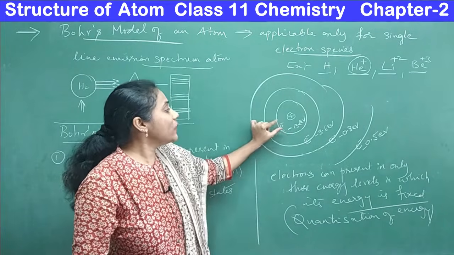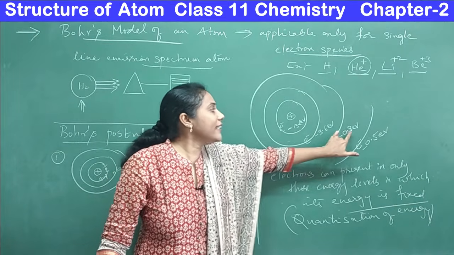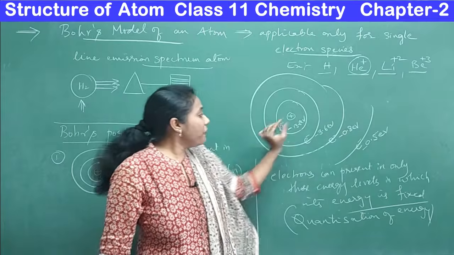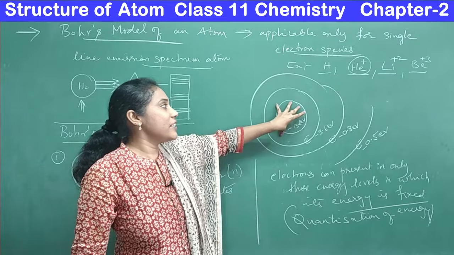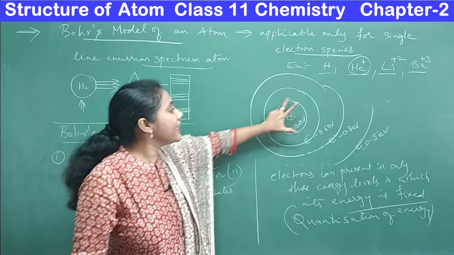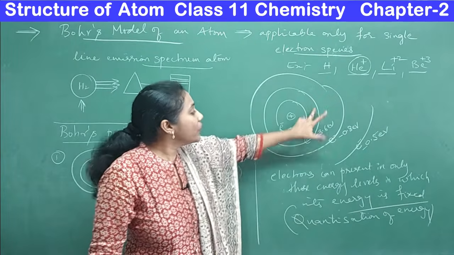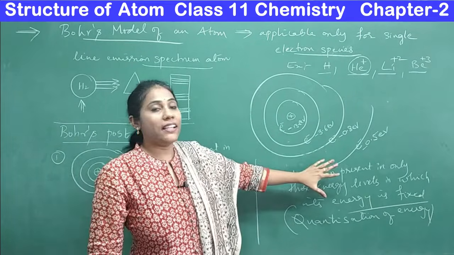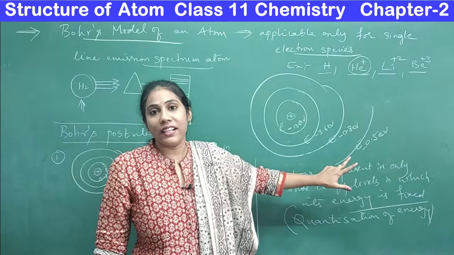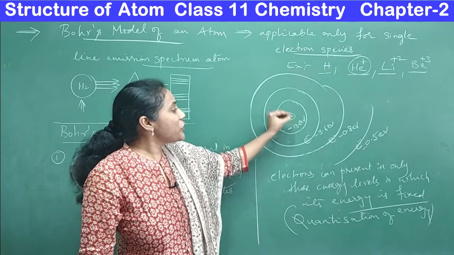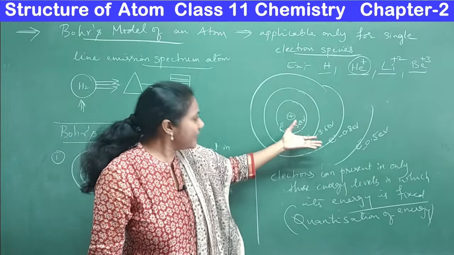Either an electron can have this much energy, or this much energy, or this much energy. An electron which has this much energy can only stay in the first energy level, that is, in this orbit only, in this region only. If an electron has this much energy, it can only stay in the second energy level. It cannot stay in the first energy level. It cannot even stay in the third energy level. Right? So these energy levels, or electrons, have fixed energy, and they can stay there itself.